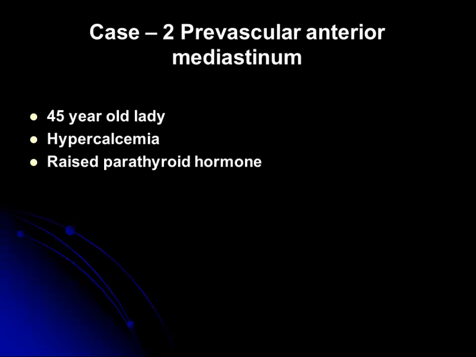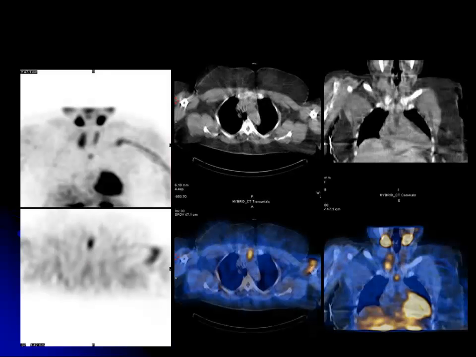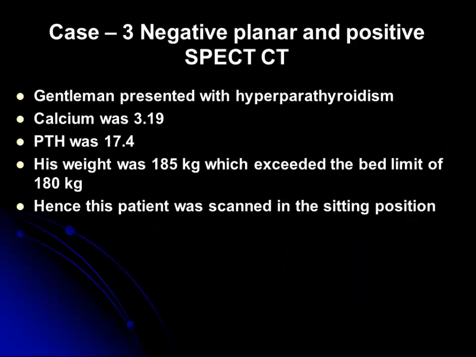Second, a prevascular anterior mediastinal mass. A 45-year-old lady with hypercalcemia and raised parathyroid hormone. Again, we did a planar and a SPECT, which nicely localized the uptake. Where is it? It confirms that it's again in the superior mediastinum. Negative planar and positive SPECT.